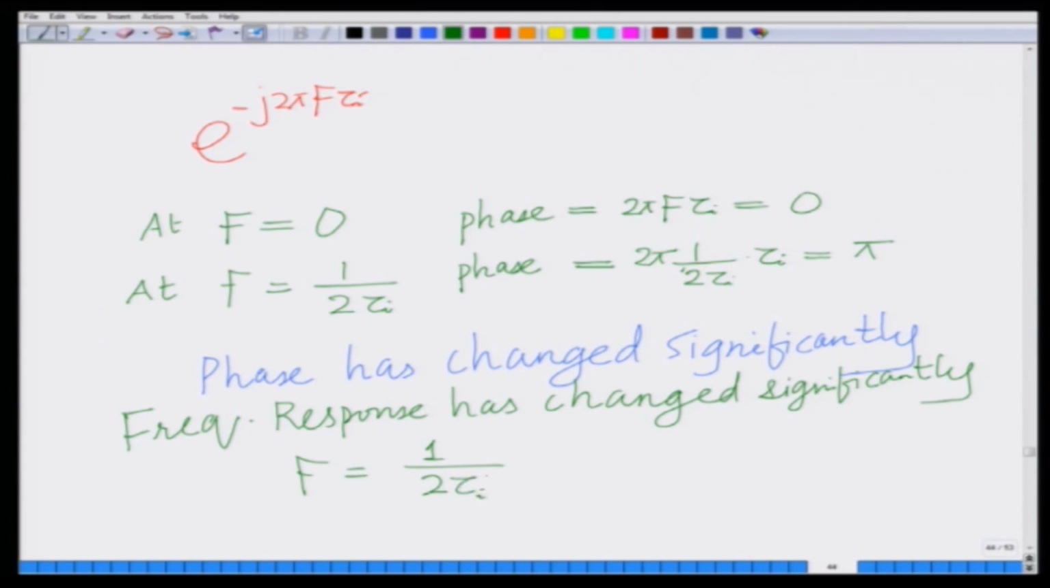which implies the bandwidth is twice this frequency, which is twice 1 by 2 tau_i, which is equal to 1 by tau_i. So for the ith path, remember, the frequency response has changed significantly from f equal to 0 to f equal to 1 over 2 tau_i, which means the bandwidth associated with this is twice 1 over 2 tau_i, which is 1 over tau_i. So the bandwidth roughly associated with each component is 1 over tau_i.